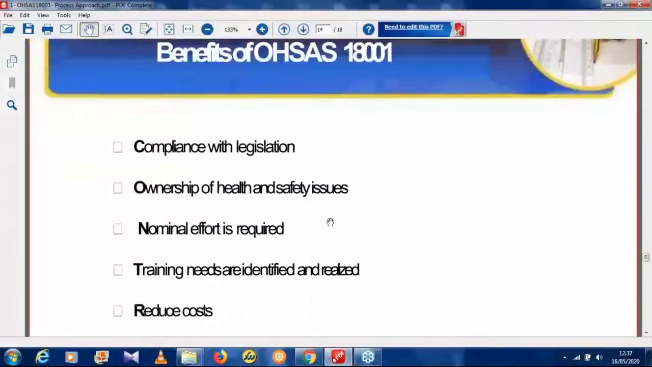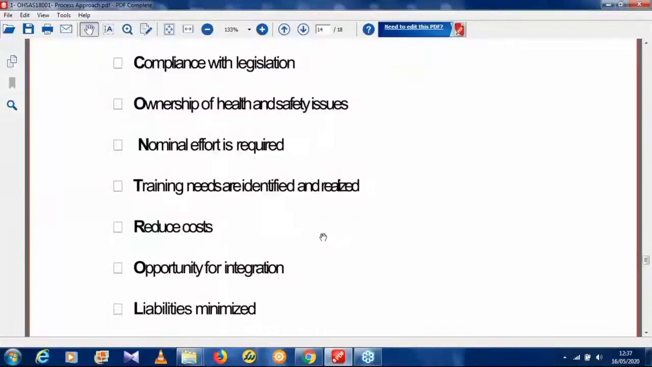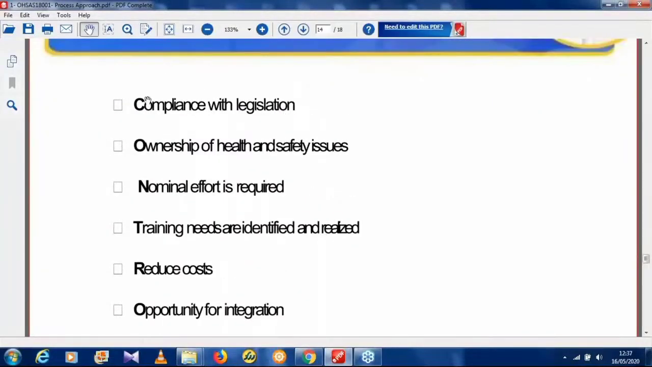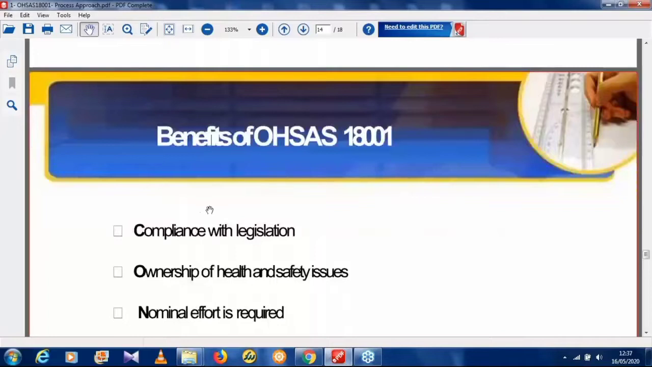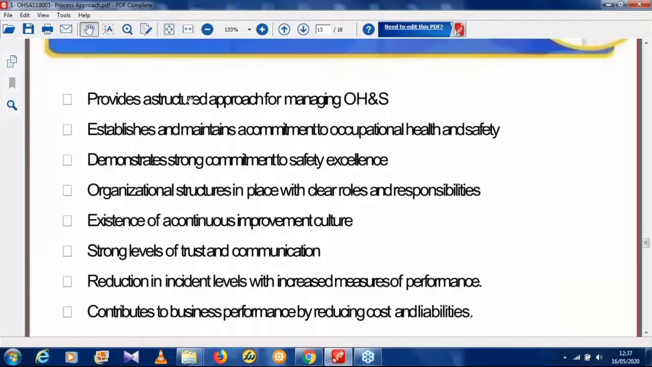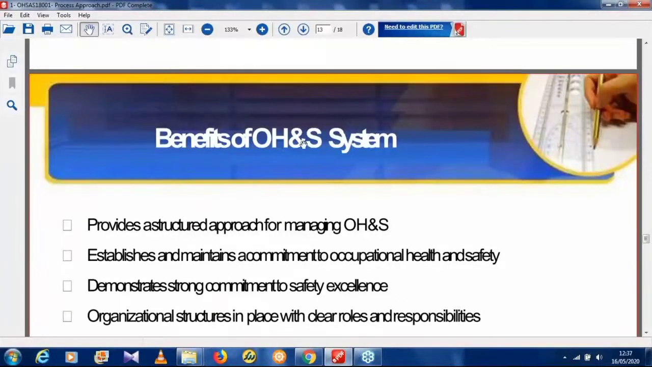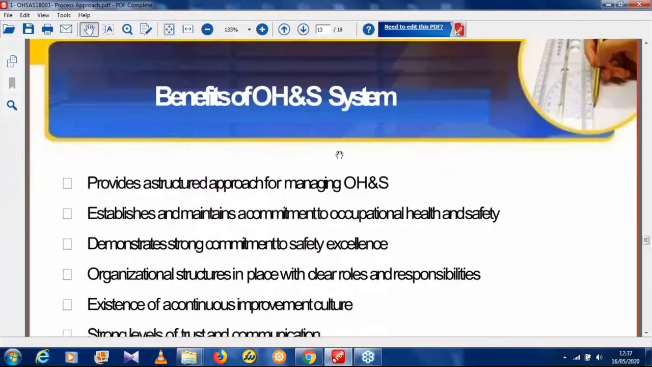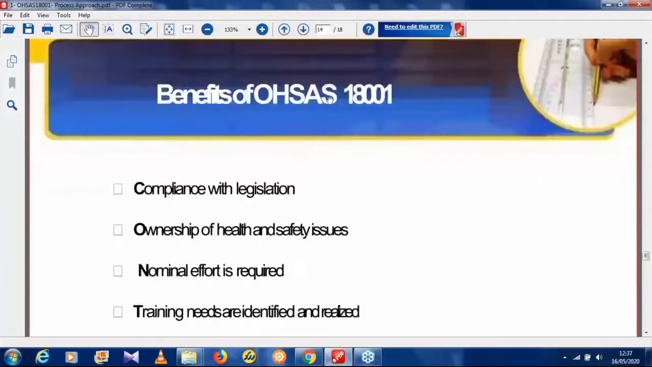We have many more benefits. We use an acronym to describe the benefit of OHSAS. We just talked about the benefit of the occupational health and safety system, OH and S. That is different from the benefit of OHSAS 18001. And for OHSAS 18001, please take note of all this. Peradventure you see questions like this, or you are faced with this kind of question, you should understand their differences.